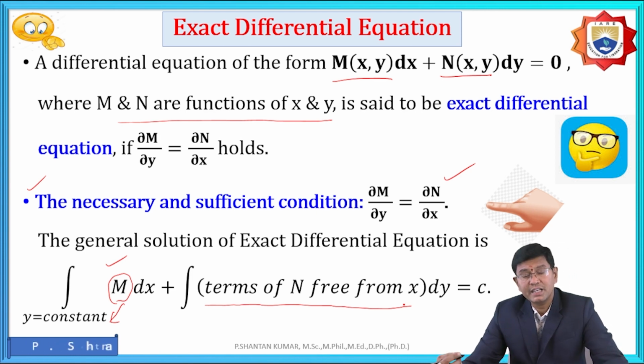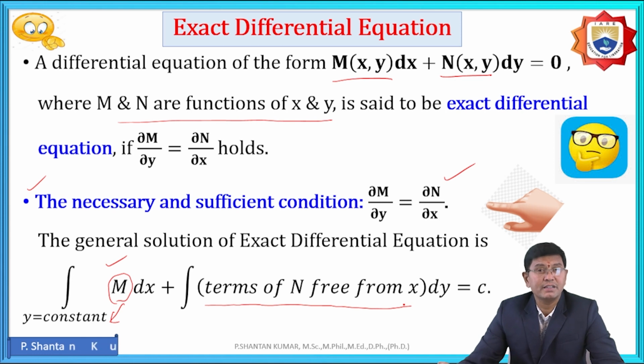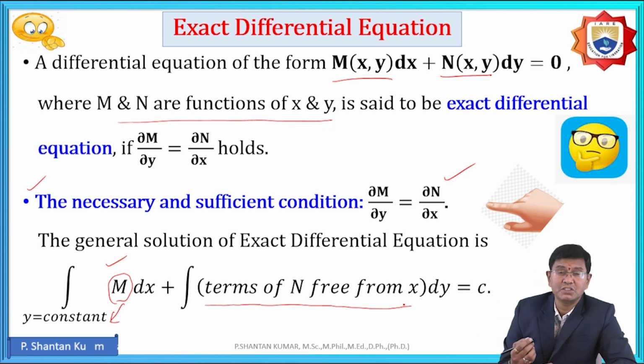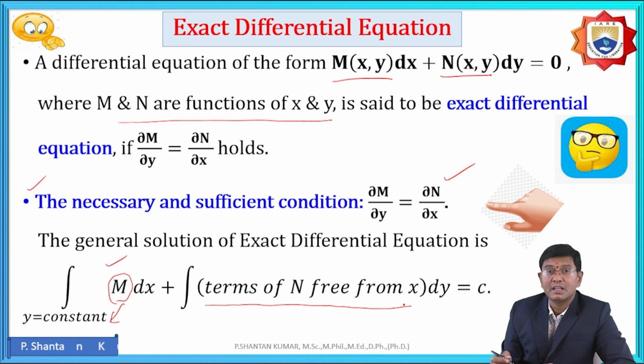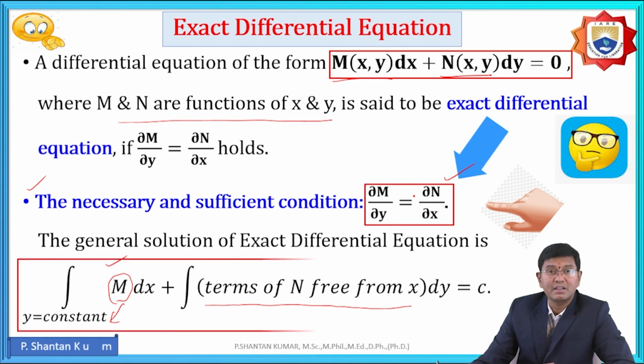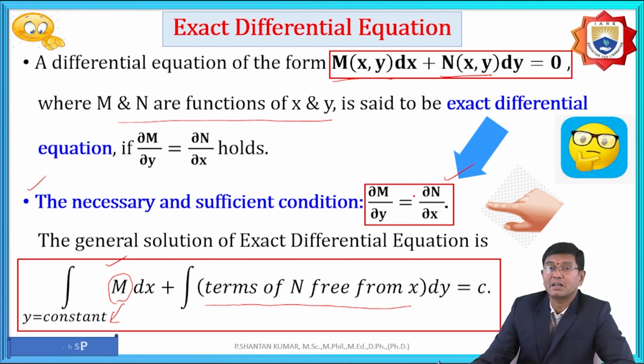That means whenever the equation is in the form M dx plus N dy is equal to 0, if ∂M/∂y is equal to ∂N/∂x, the equation is said to be an exact differential equation. And here the general solution is nothing but the integration of M dx, treating y as a constant, plus the terms of N free from x, integrated with respect to dy, is equal to c. This is the exact differential equation. We need to remember the condition ∂M/∂y = ∂N/∂x, and second, the formula: integration of M dx with y constant plus terms of N free from x with respect to dy is equal to c.